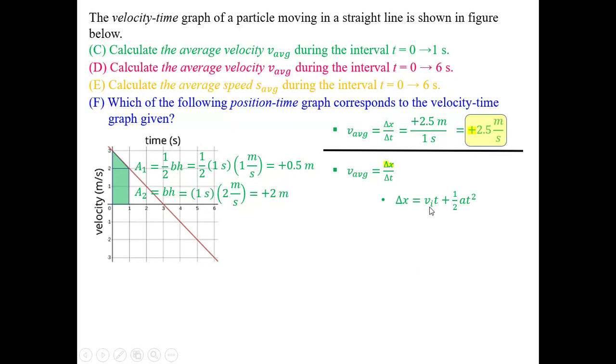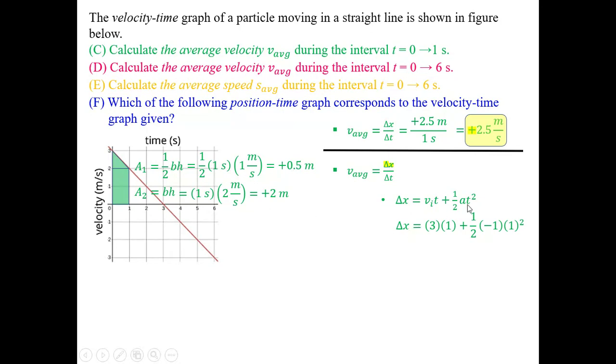Well, delta x is VIT plus 1/2 AT squared. What's my VI? My VI is 3, the graph said so, because I'm starting at 0 seconds. What's my time interval? 1. What's my A? -1, because you need to find the slope of this graph, which happens to be -1 for this one. That's pretty straightforward.